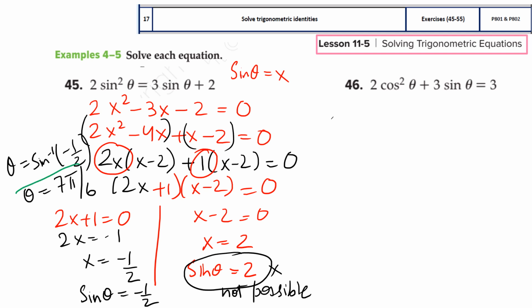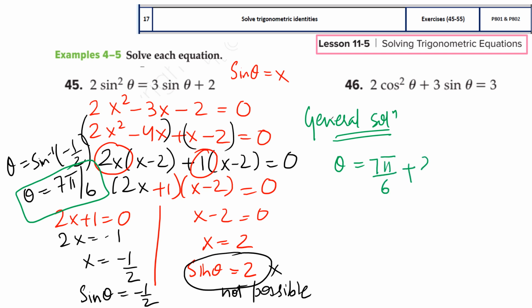This is a particular solution. Now in this question the quadrant is not mentioned. That means we have to give the general solution. So the general solution would be given by theta equal to 7 pi by 6 plus 2k pi. Now why do we add 2k pi? We add 2k pi because we are giving all the possible solutions. Here k is an integer. It can be any integer, positive, negative, 0. So 2 pi being the period of sine theta, that is why we add 2k pi.